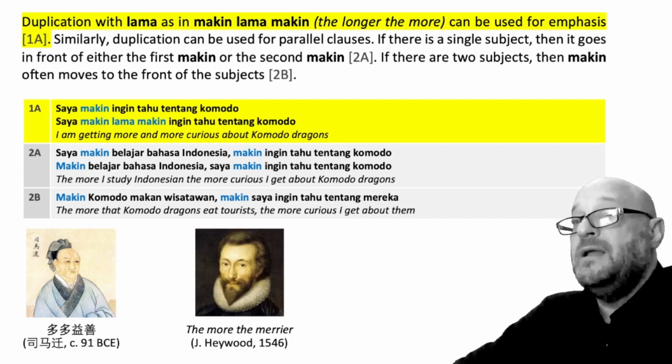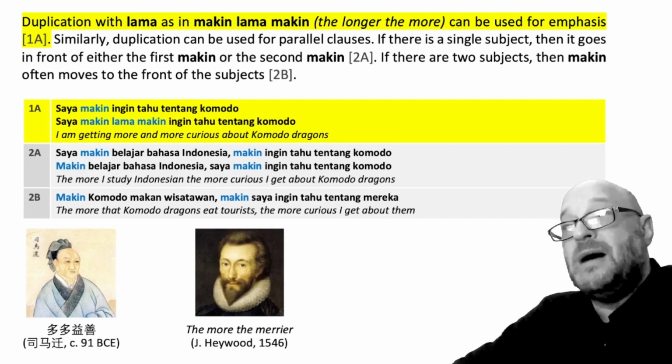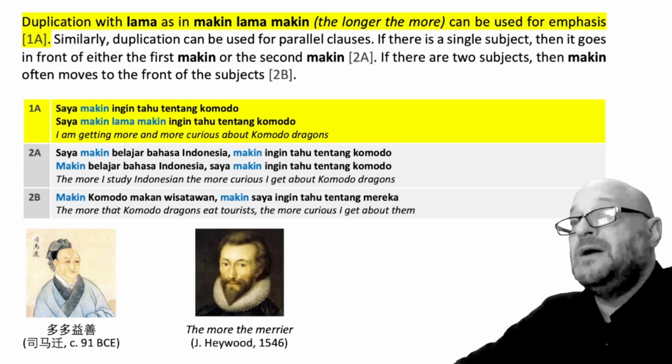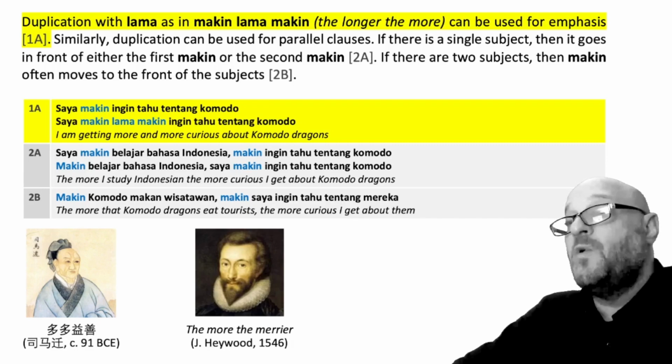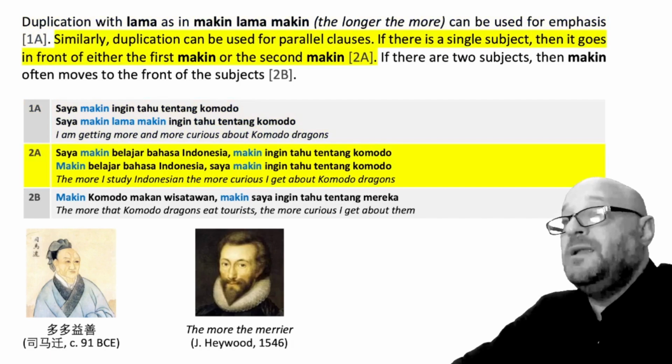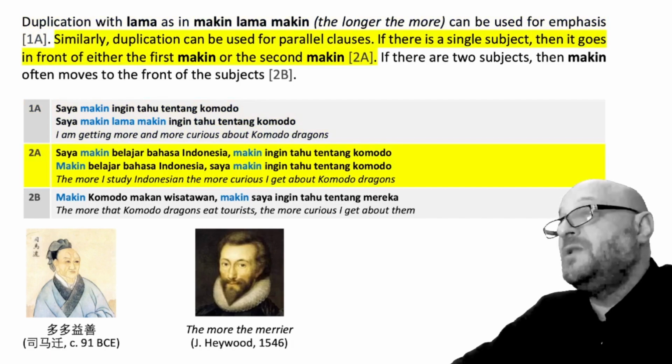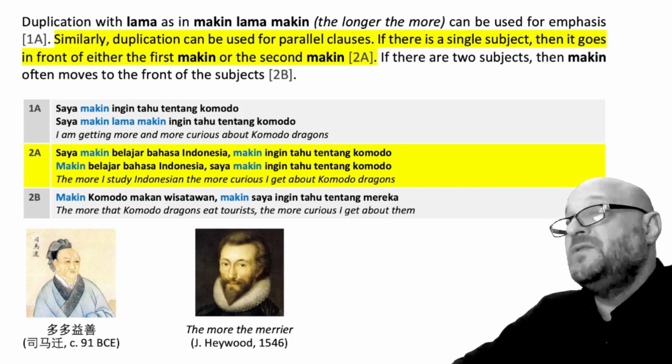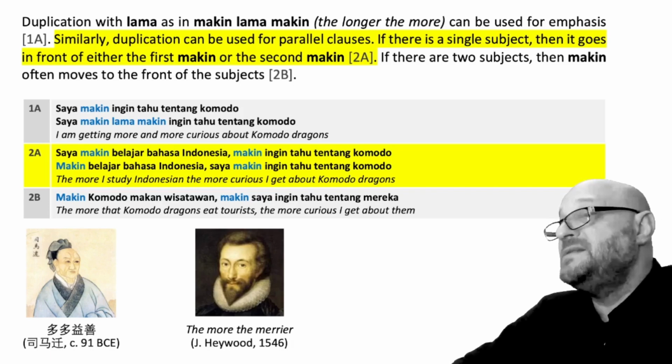Example 1a, you could say saya makin lama makin ingin tahu tentang Komodo. I'm getting more and more curious about Komodo dragons. Similarly, duplication can be used for parallel clauses. If there is a single subject, then it goes in front of either the first makin or the second makin.